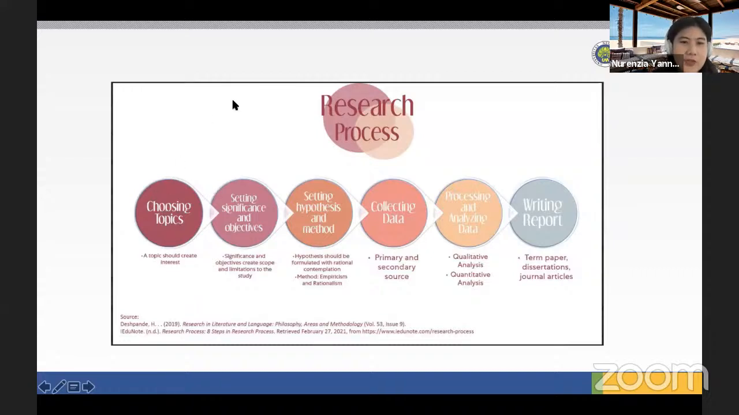Topics, you should choose the topic first, and then you know the significance and objective, making hypothesis and designing the method, and then you collect data, and then you process and analyze the data, and then writing the report. Jadi secara garis besar memang seperti itu ya, pilih topiknya, kemudian tujuan penelitiannya apa, hipotesa dan metodenya seperti apa, lalu mengambil data, memproses data, menganalisanya, dan kemudian menuliskan reportnya atau melaporkannya. So that's very important.